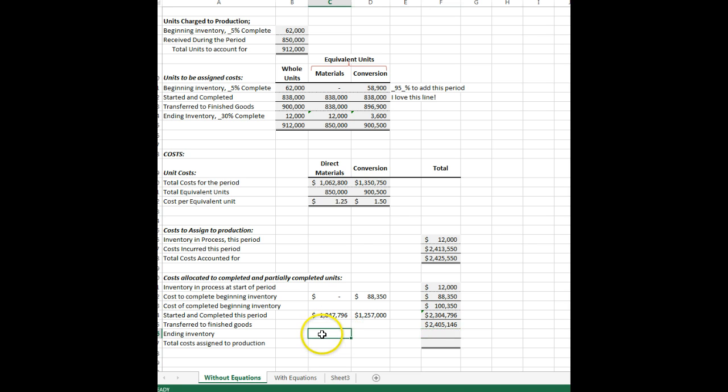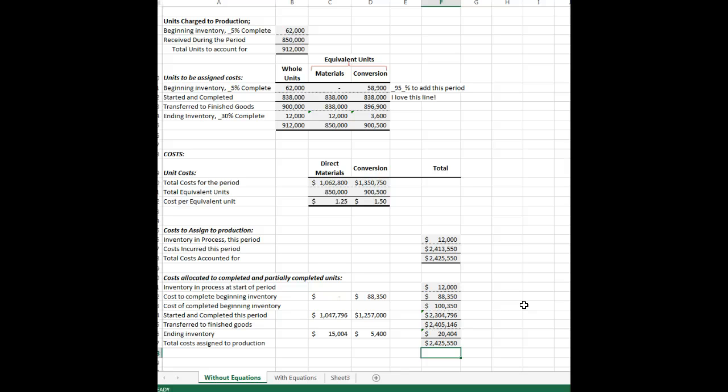And finally, we take the ending inventory, same process, equivalent units for materials times the cost per equivalent unit, same thing for conversion cost. And take the total of that and add it to the cost of completed units, and we have $2,425,550, and our check figure works. And that's the way you do it.